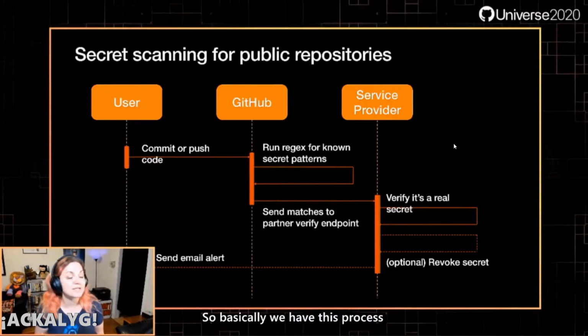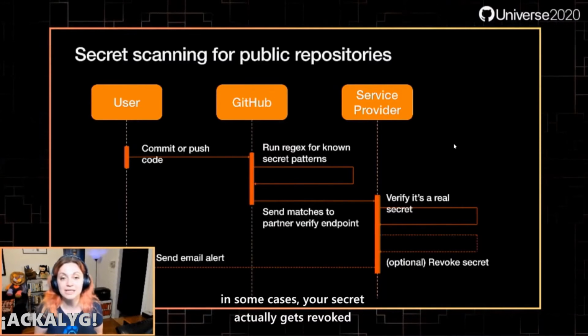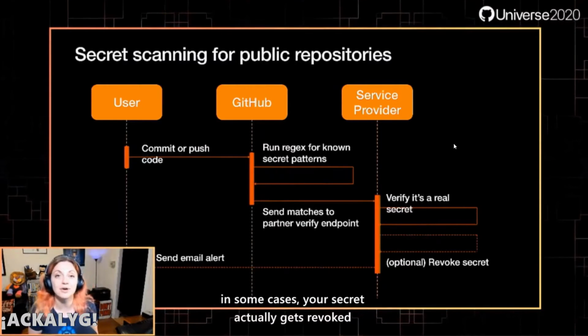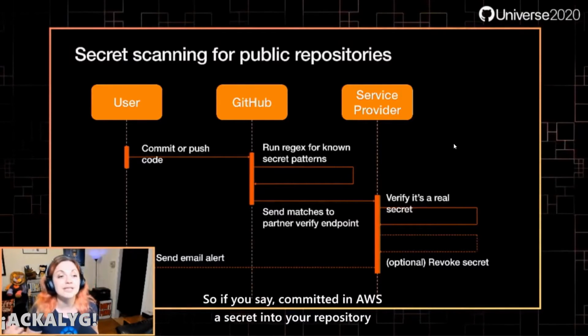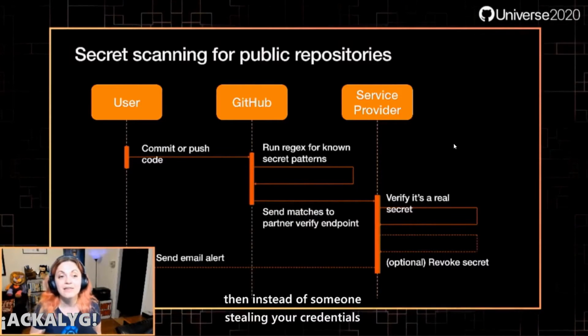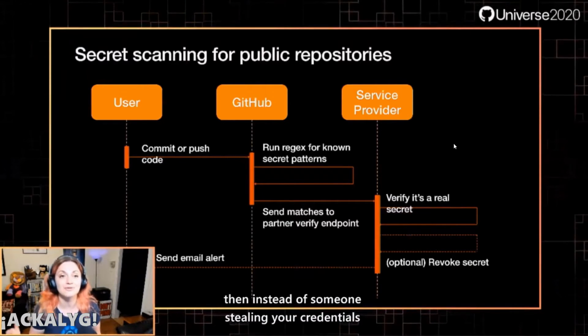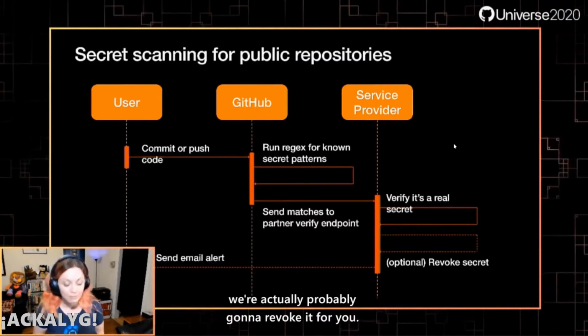So we have this process which is completely transparent to the user in some cases: your secret gets revoked by the partner, and so your secret is no longer in the repository. If you committed an AWS secret into your repository, then instead of someone stealing your credentials, we're probably going to revoke it for you.